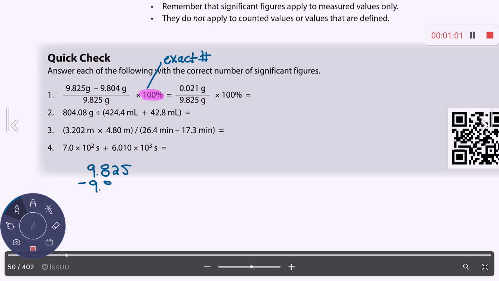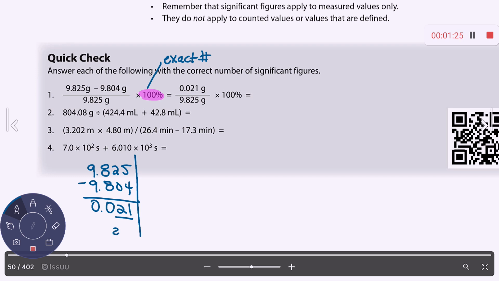Okay, so when we go to do number 1, for example, we take the 9.825 minus 9.804. Obviously, both of these measurements go 3 places past the decimal, so you would draw your line here, okay? And then you're going to end up with 0.021. You're going to underline the 2 and the 1. We're not going to round anything yet, because there's nothing after the line, but now we're going to go on and do the next step, okay?